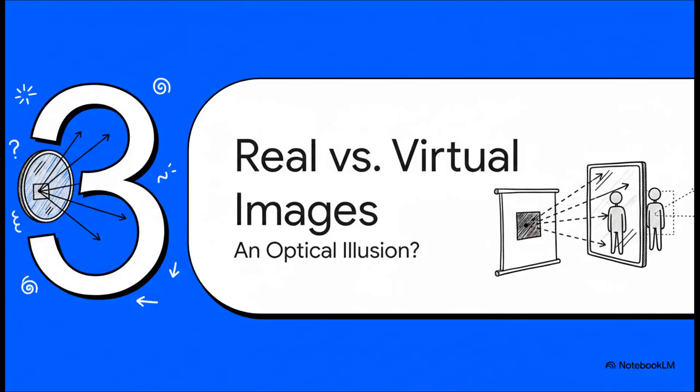All right, so when a mirror makes an image, that image can be one of two types. It can be either real or virtual. One of them you can actually project onto a screen, like at the movies. The other is more of an optical illusion. It only exists inside your brain.